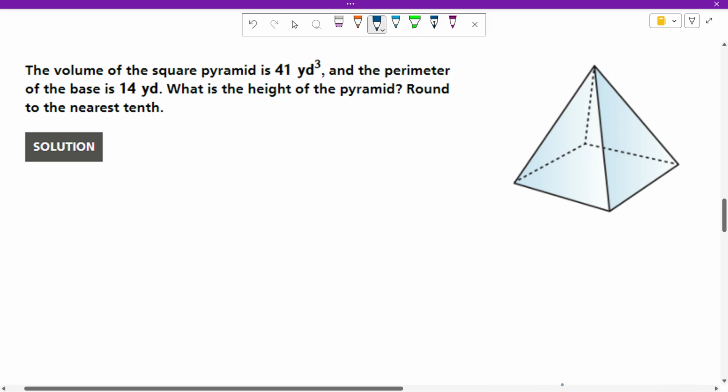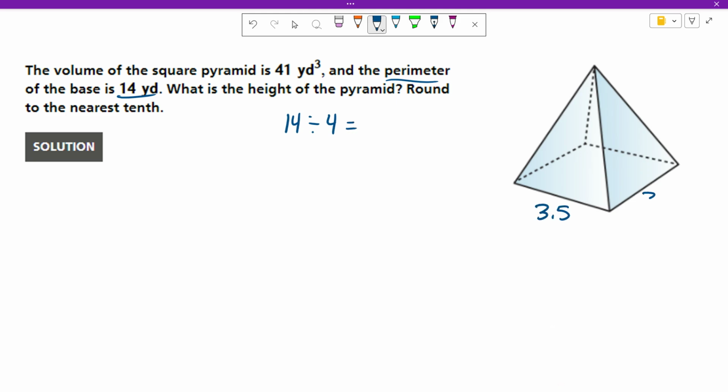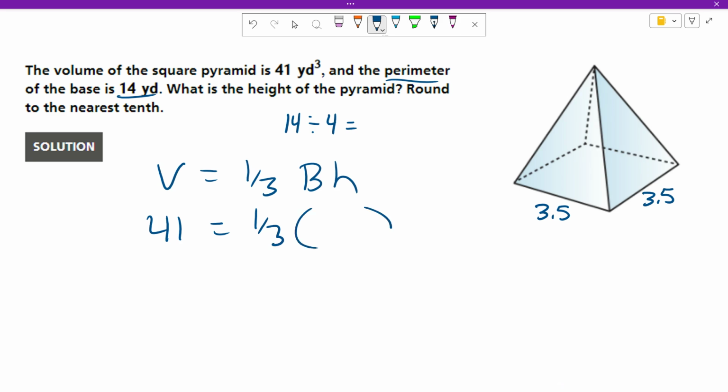The perimeter is 14. So how many sides do we have? 4. So if we take 14 divided by 4, each side is 3.5. So that's how you find the length of each side. Okay? The volume of a pyramid is 1/3 the area of the base times the height. We're told the volume is 41. How do you find the area of the base, Maddie? It's the area of a square. And we know each side.